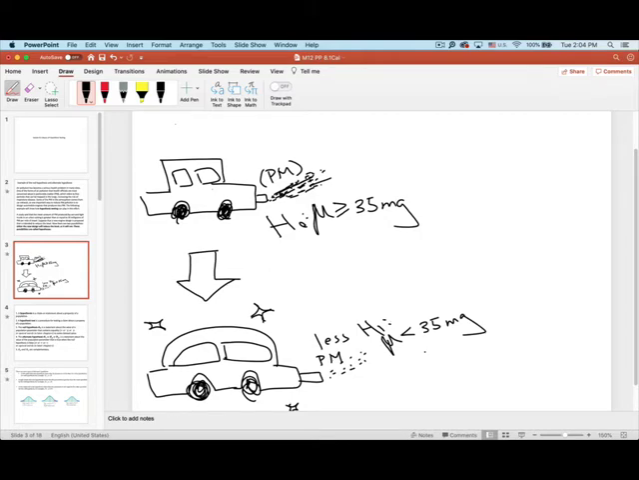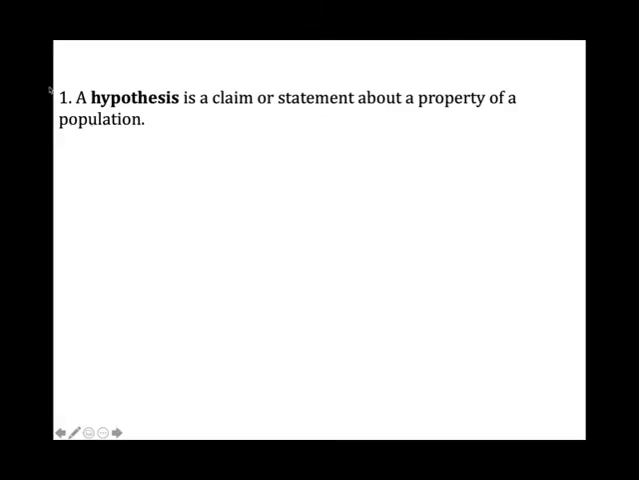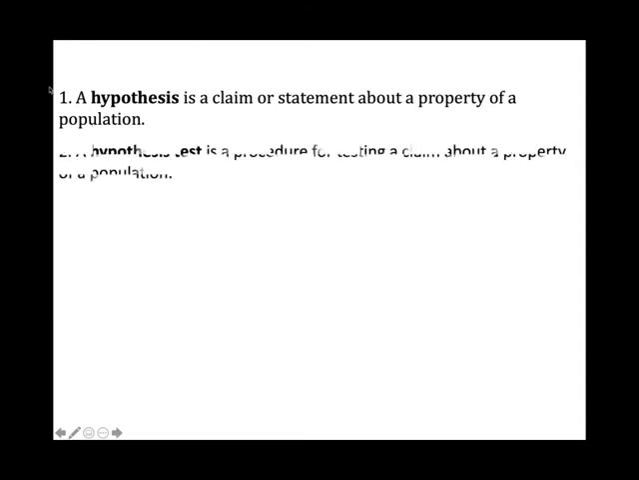Alternate hypothesis. A hypothesis is a claim or statement about a property of a population. So let's look at our example here. We are working on hypothesis testing, and this procedure is testing a claim about the property of the population. Right now, we want to test if the mean amount of the PM should be reduced.